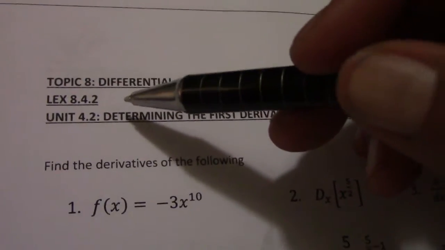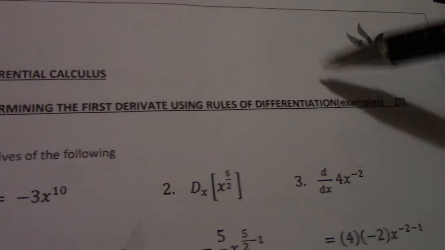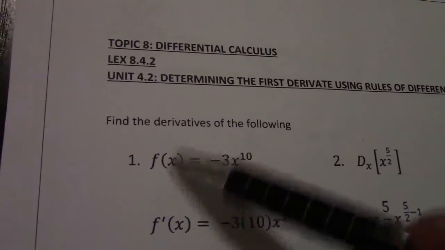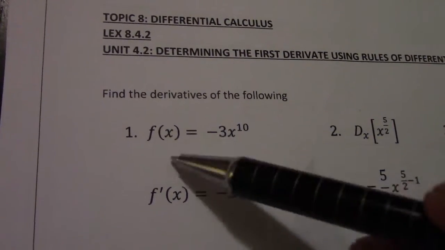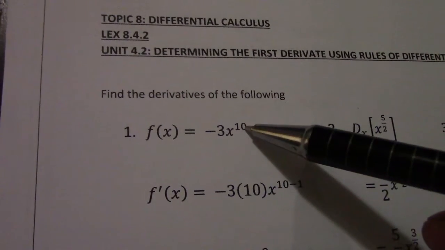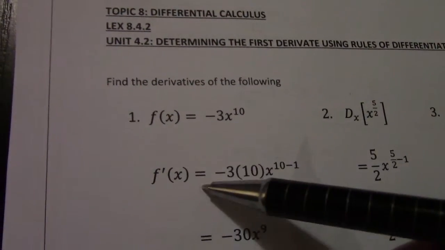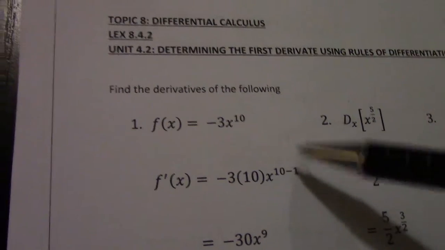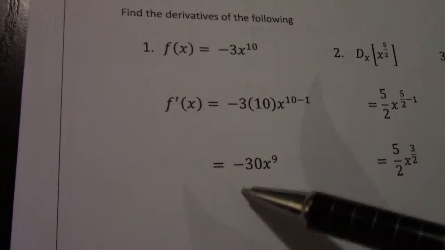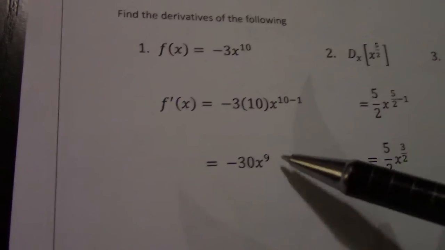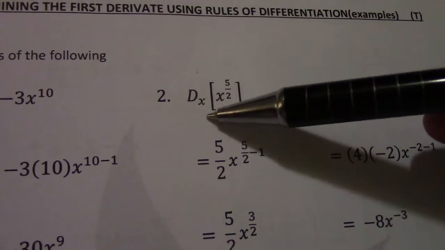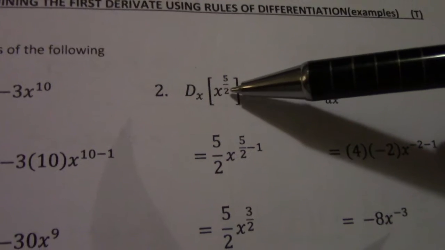Learning exercise 8.42. Here, determining the first derivative using rules of differentiation. I've done 6 or 7 problems here just to show you. So, we'll always be given an equation, f of x, which equals minus 3x to the power 10, to find the first derivative. Using the general rule, 10 times negative 3, 10 minus 1, which then becomes minus 30x to the power 9.